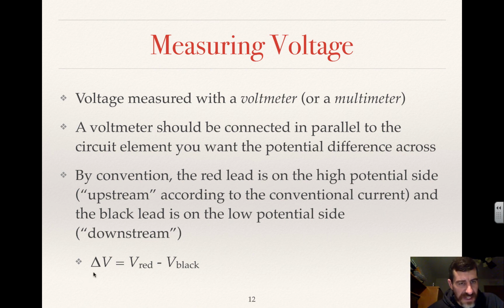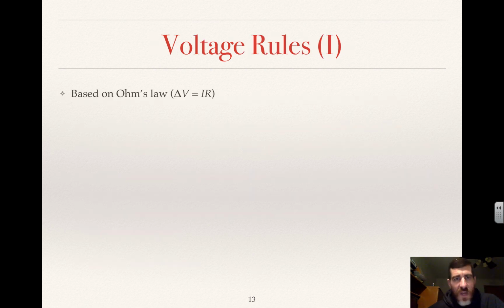So the voltage, or the potential difference, delta V, is the potential measured on the red lead minus the potential measured on the black lead. Okay, so there are some rules, and these are all based on Ohm's law.